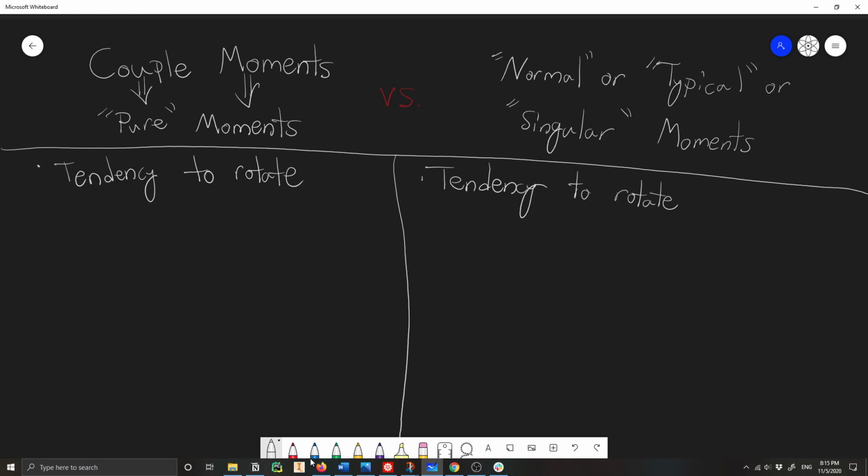Okay, so some differences though. Let's actually stay with white. So both of these have a tendency to rotate. Couple moments are caused by two equal and opposite forces.